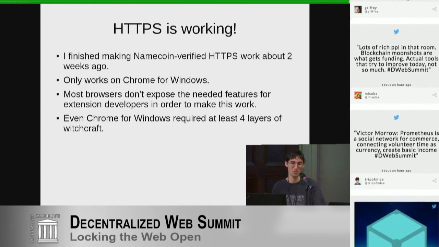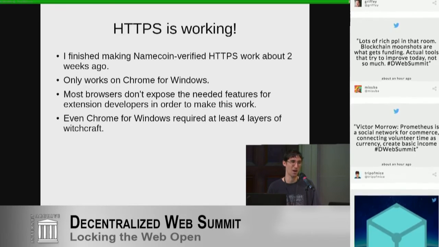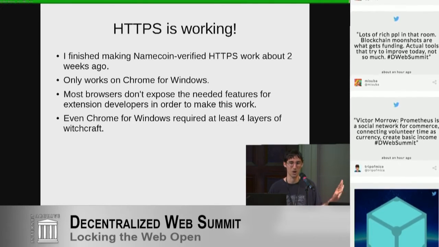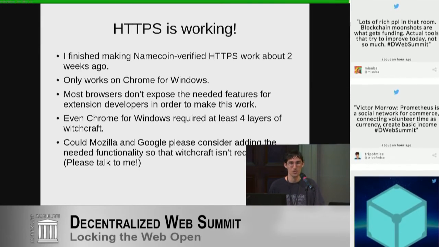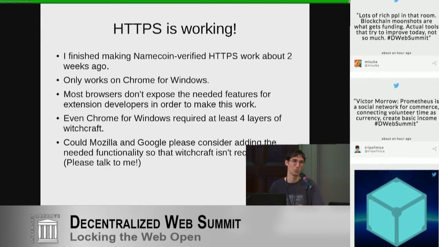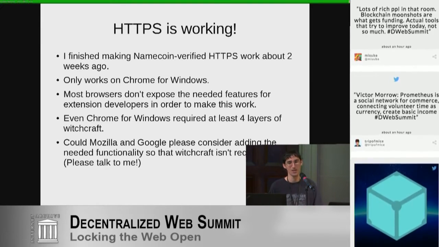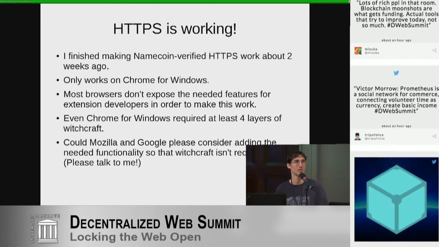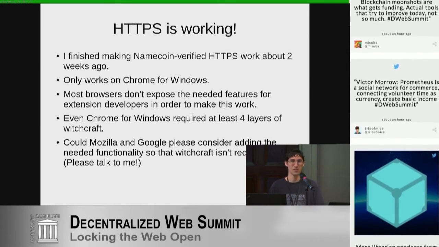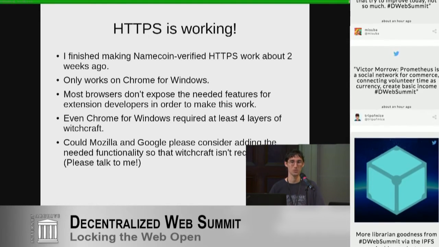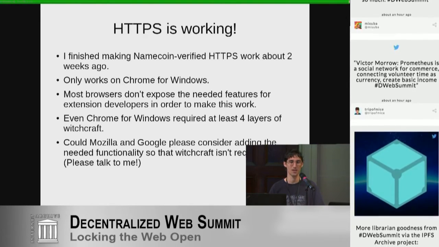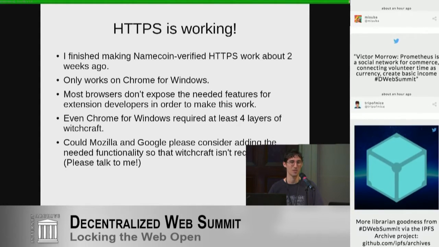Even Chrome for Windows was really hard to make work. It required a huge number of crazy software things that I would describe as witchcraft. So I know there are some Mozilla and Google people around here at the summit. So if anyone from Mozilla or Google is in the audience, could you guys please talk to me so we can look at trying to get better APIs into browsers so that we don't need crazy witchcraft to do this? Because that'd be awesome.